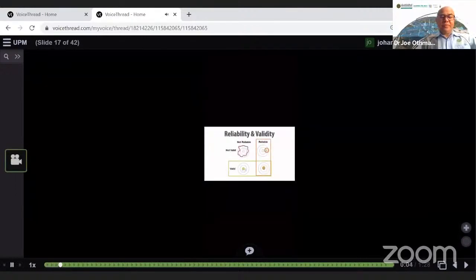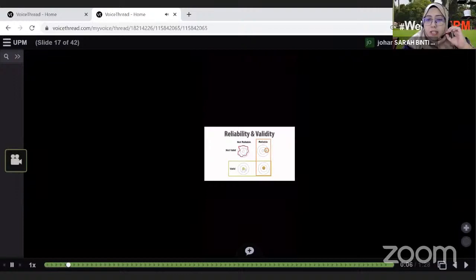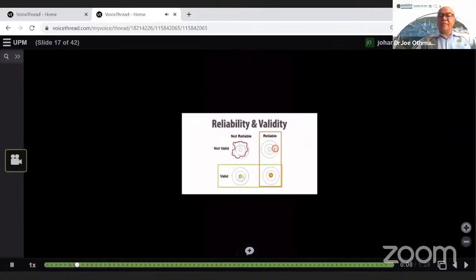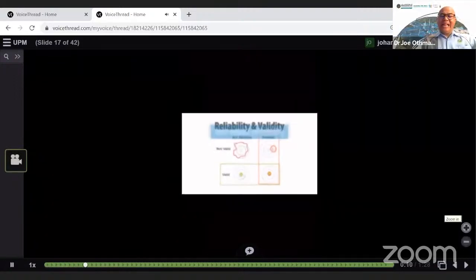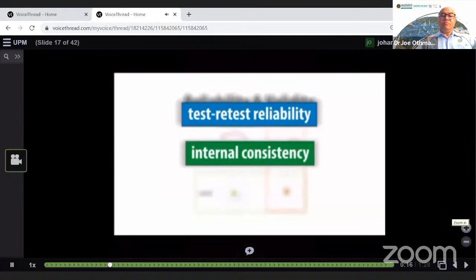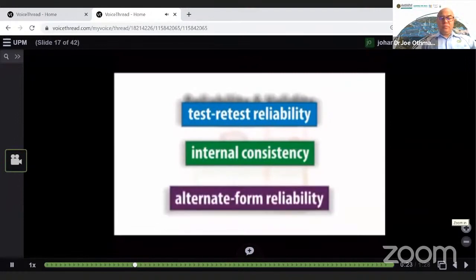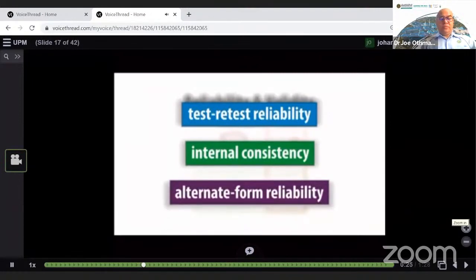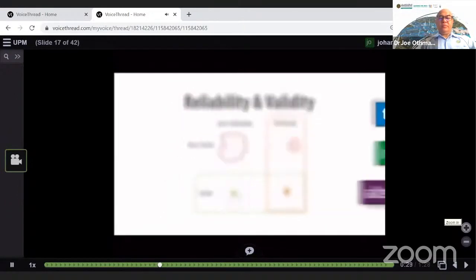Replicability. A test is reliable if it measures consistently, whether the student takes the test in the morning or afternoon of the same day or a day or two later. Another measure of reliability is internal consistency, whereas students' performance on comparable items on a test should be similar. Finally, alternate form reliability ensures that two forms of the same test are very highly correlated.